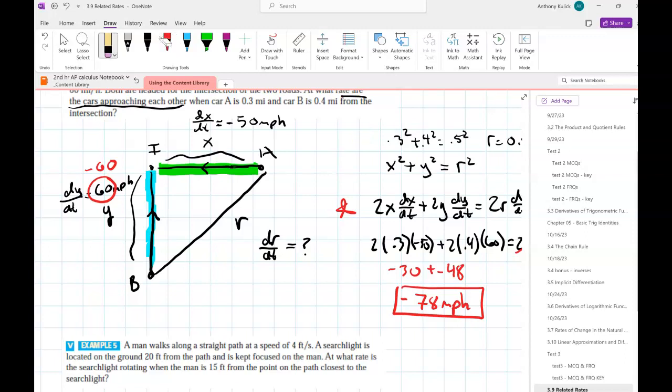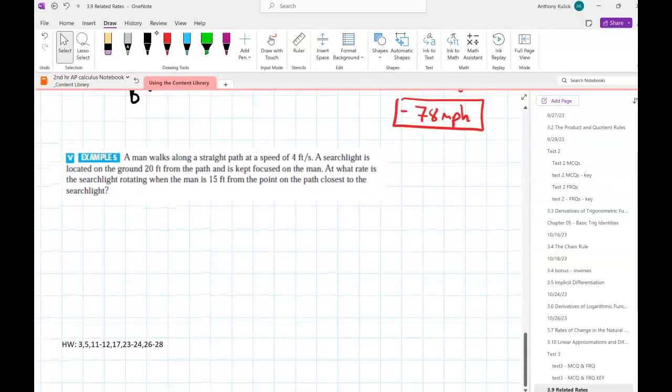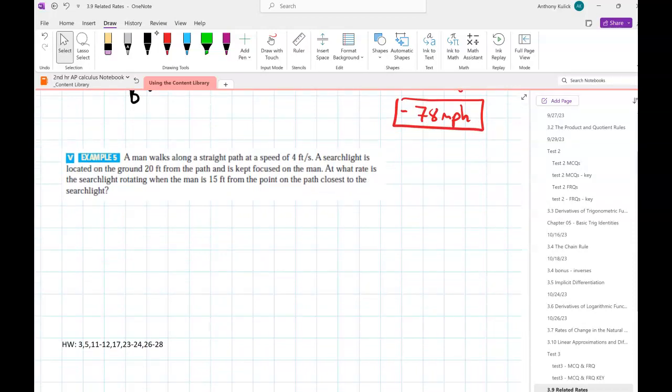Okay. All right, last example here. A man walks along a straight path at a speed of 4 feet per second. A searchlight located on the ground 20 feet from the path is kept focused on the man. At what rate is the searchlight rotating when the man is 15 feet from the point on the path closest to the searchlight?